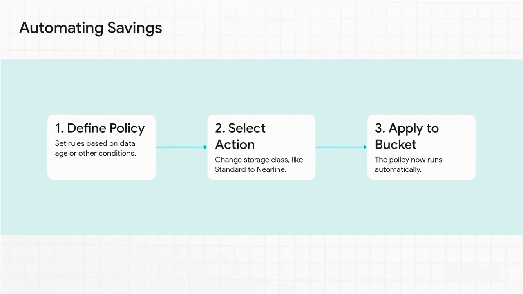It's just 3 steps. You define a policy, maybe based on the age of the data. You select an action, like change storage class to Nearline. Then you apply it to the bucket. So you can literally make a rule that says, after 30 days, move all this data from Standard to Nearline. Done. Your cost savings are now on autopilot.